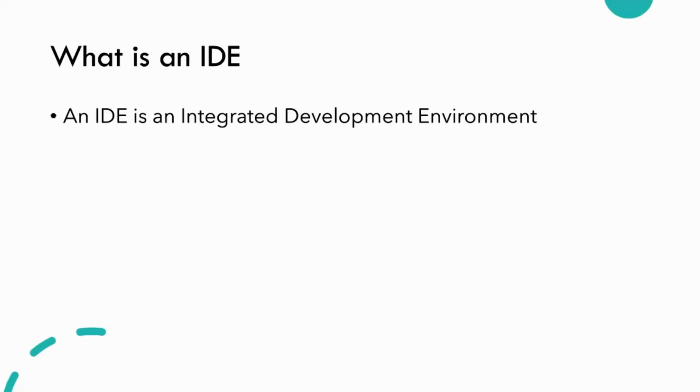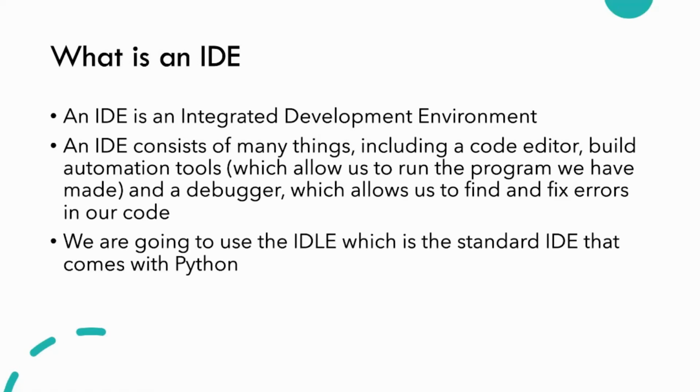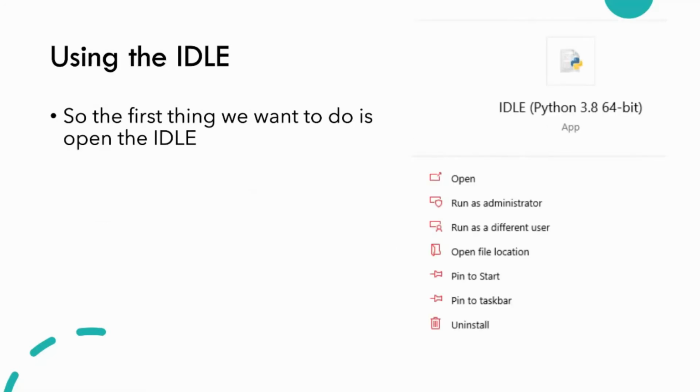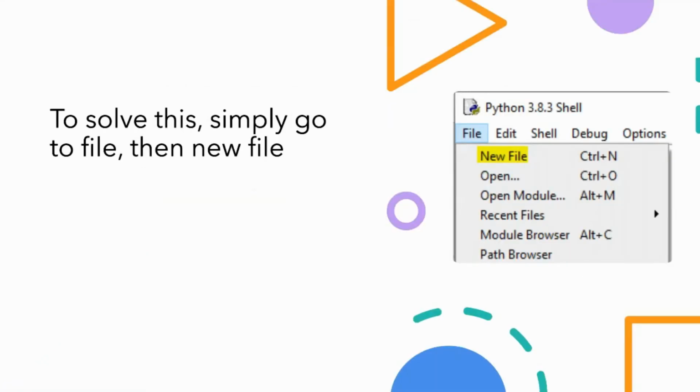What is an IDE? An IDE is an integrated development environment. An IDE consists of many features, including a code editor, build automation tools, which basically just allow us to run the program, and a debugger, which allows us to find and fix errors inside the code. We are going to use the IDLE, which is the standard IDE that comes with Python. To use the IDLE, the first thing we want to do is just open it. However, when we first open the IDLE, it will open in shell mode, but this is not what we want. To solve this issue, simply go to File, then click New File, or press Ctrl and N on your keyboard.